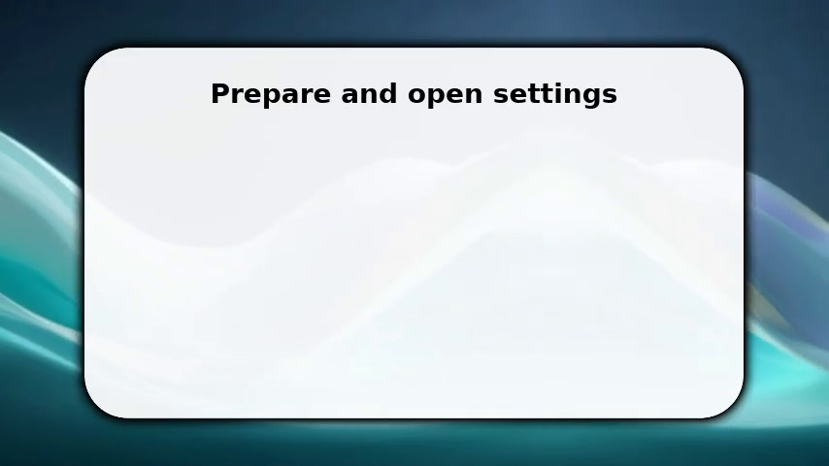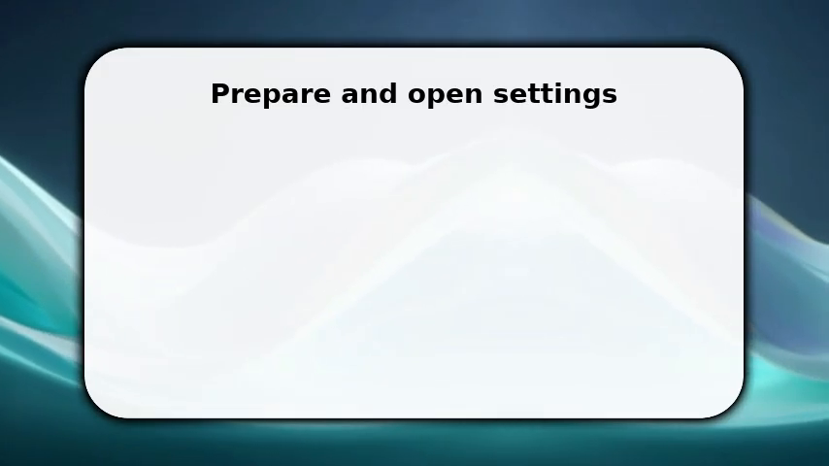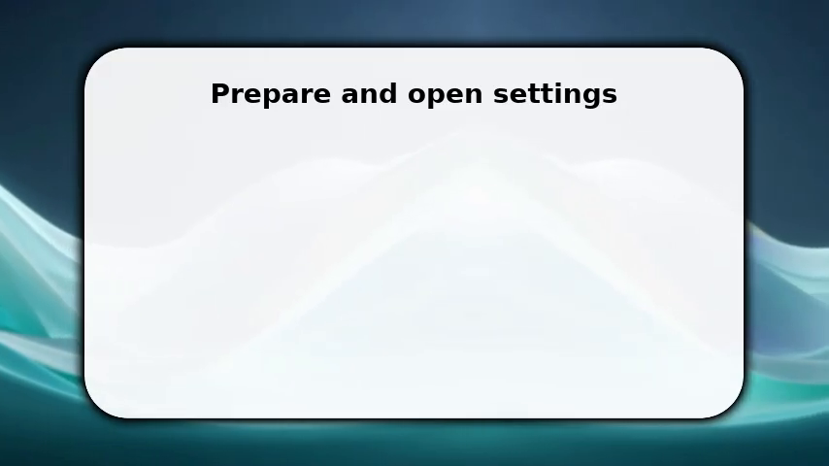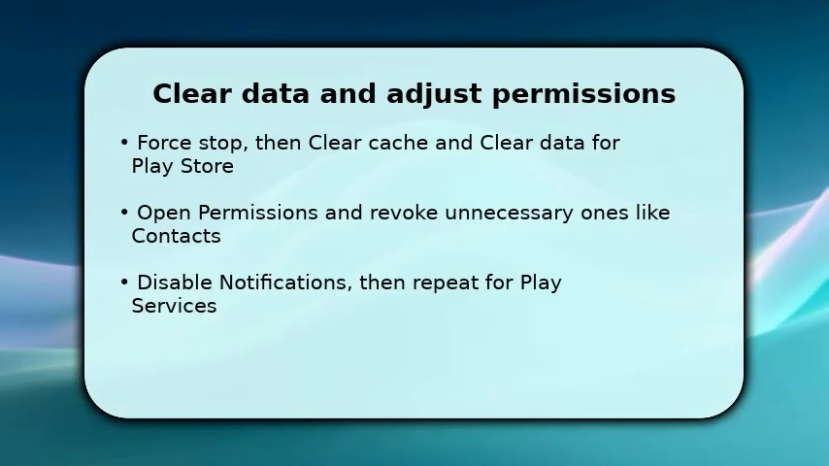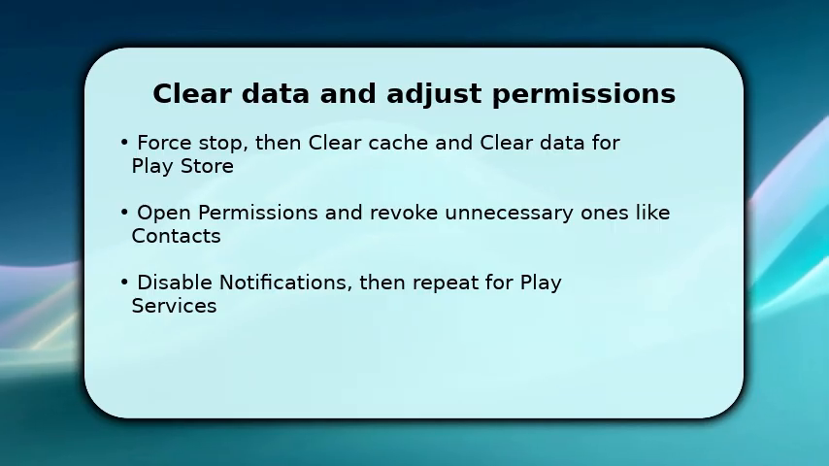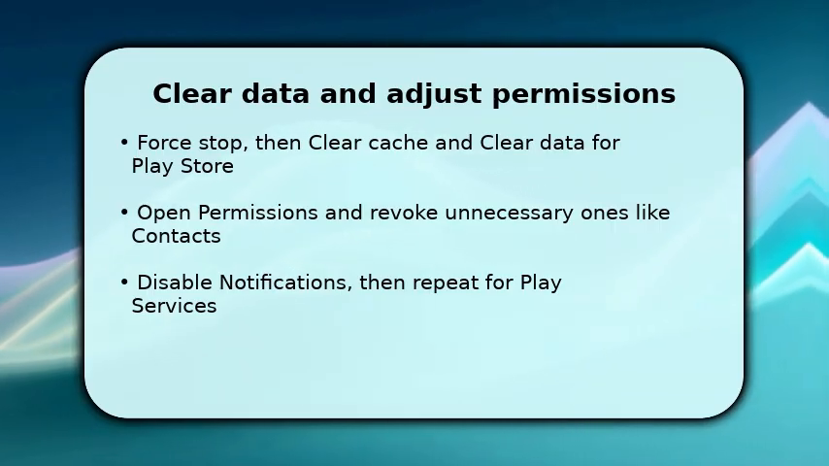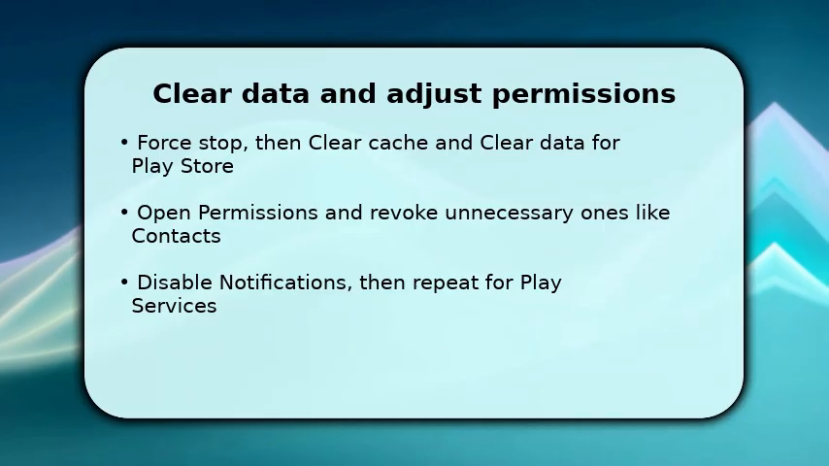Once you have both app pages open, make sure to note storage and permissions so you can clear cache and adjust what follows without guessing. Once done with app pages, force stop the Play Store, then use Clear Cache and Clear Data to remove stored ad identifiers. This resets personalized ads.